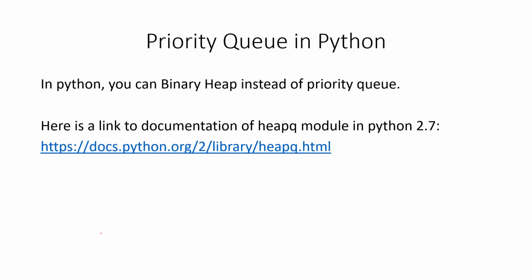So in Python, there is no specific priority queue data structure, but you can always use binary heap. For more detailed information about the binary heap in Python, please follow this link, and you can read the documentation about the binary heap.